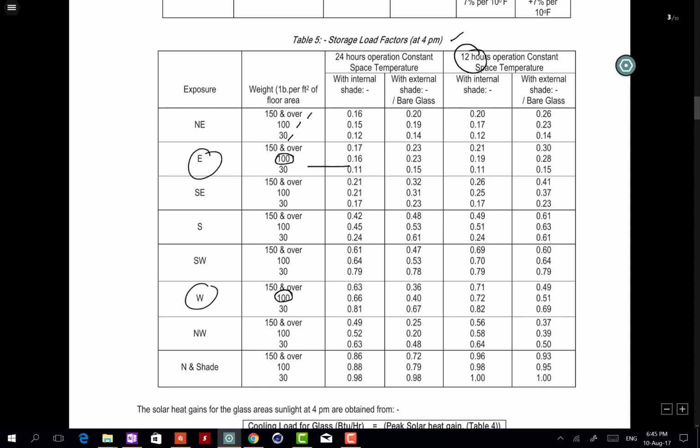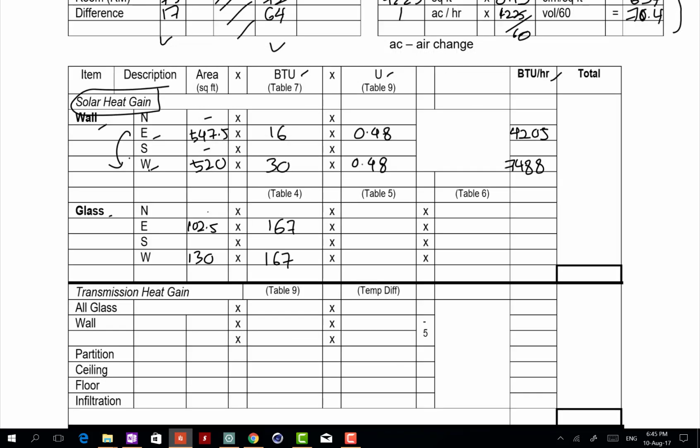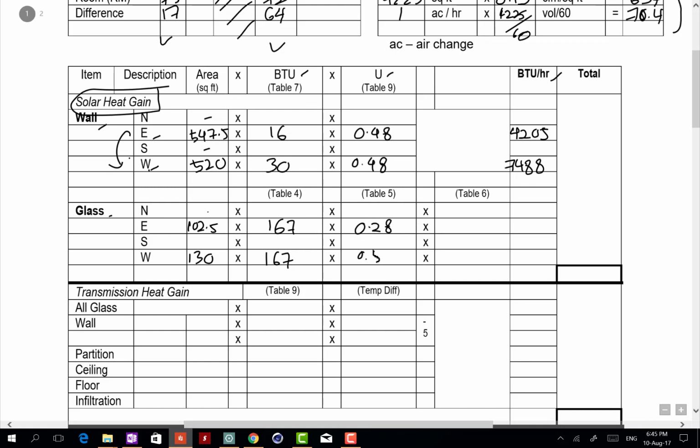So now we need to choose between internal shade or external shade. So based on the question just now, it states that there are no shades, which means it is bare glass. So the value here should be 0.28 for east and also 0.51 for west. Okay, so we fill up here 0.28, 0.51. The last one is table 6.